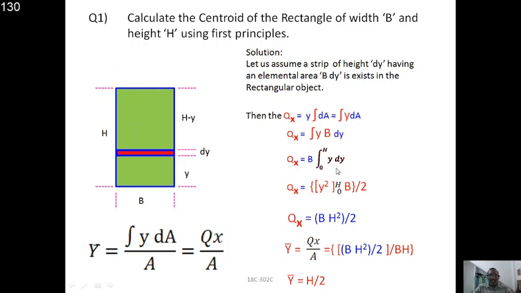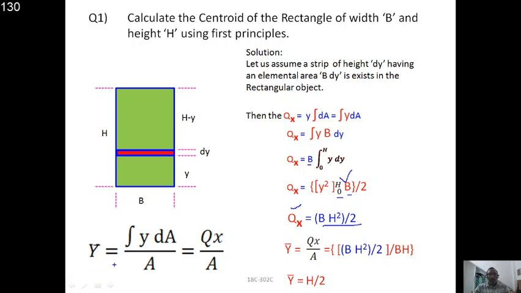Then integrate with dy, then you get y square by 2. So after integration of y dy, you are obtaining y square by 2, that is the same thing, y square by 2. And b is the same thing which we kept outside. Then apply the boundary conditions, lower limit and upper limit. Then you get that Qx is equal to b h square by 2.